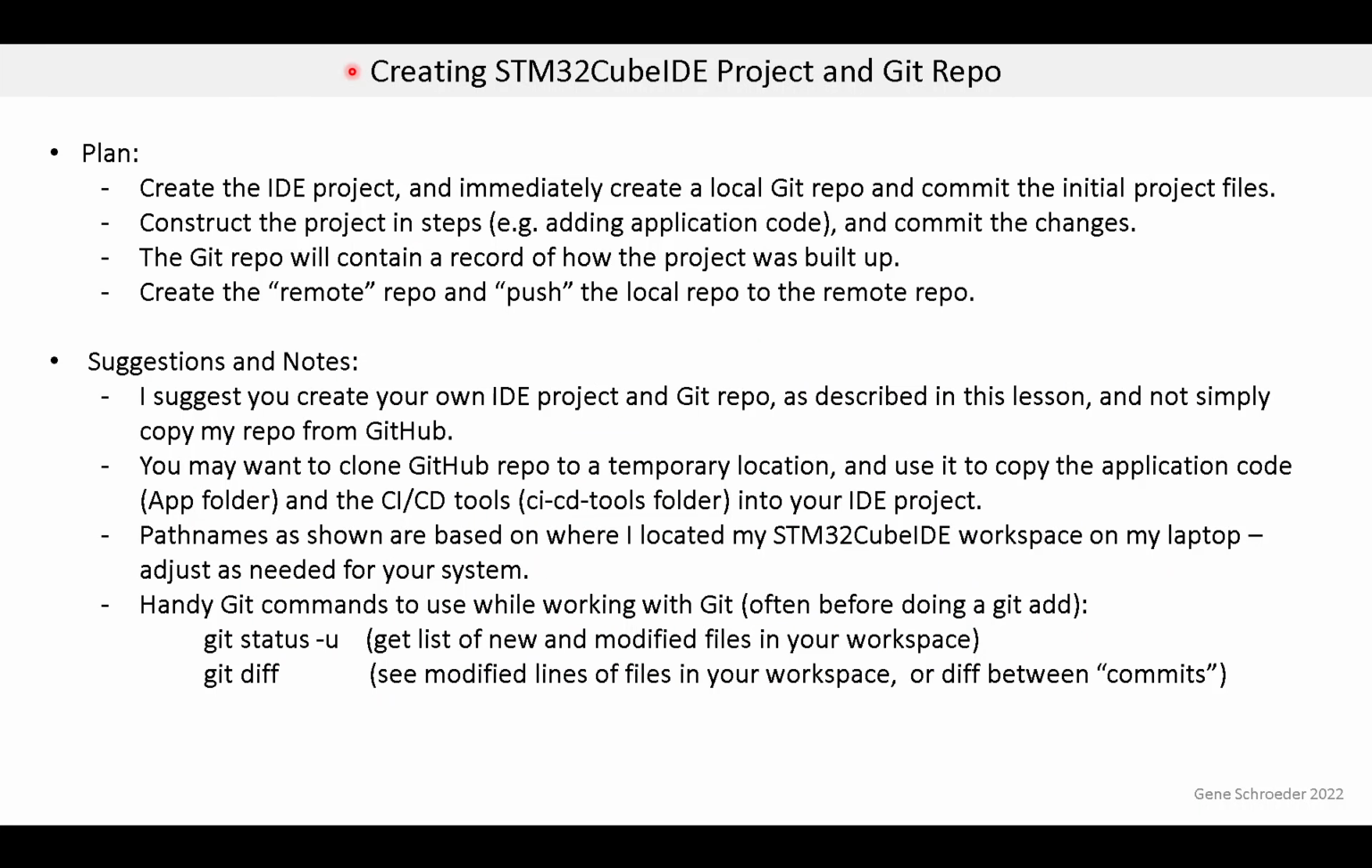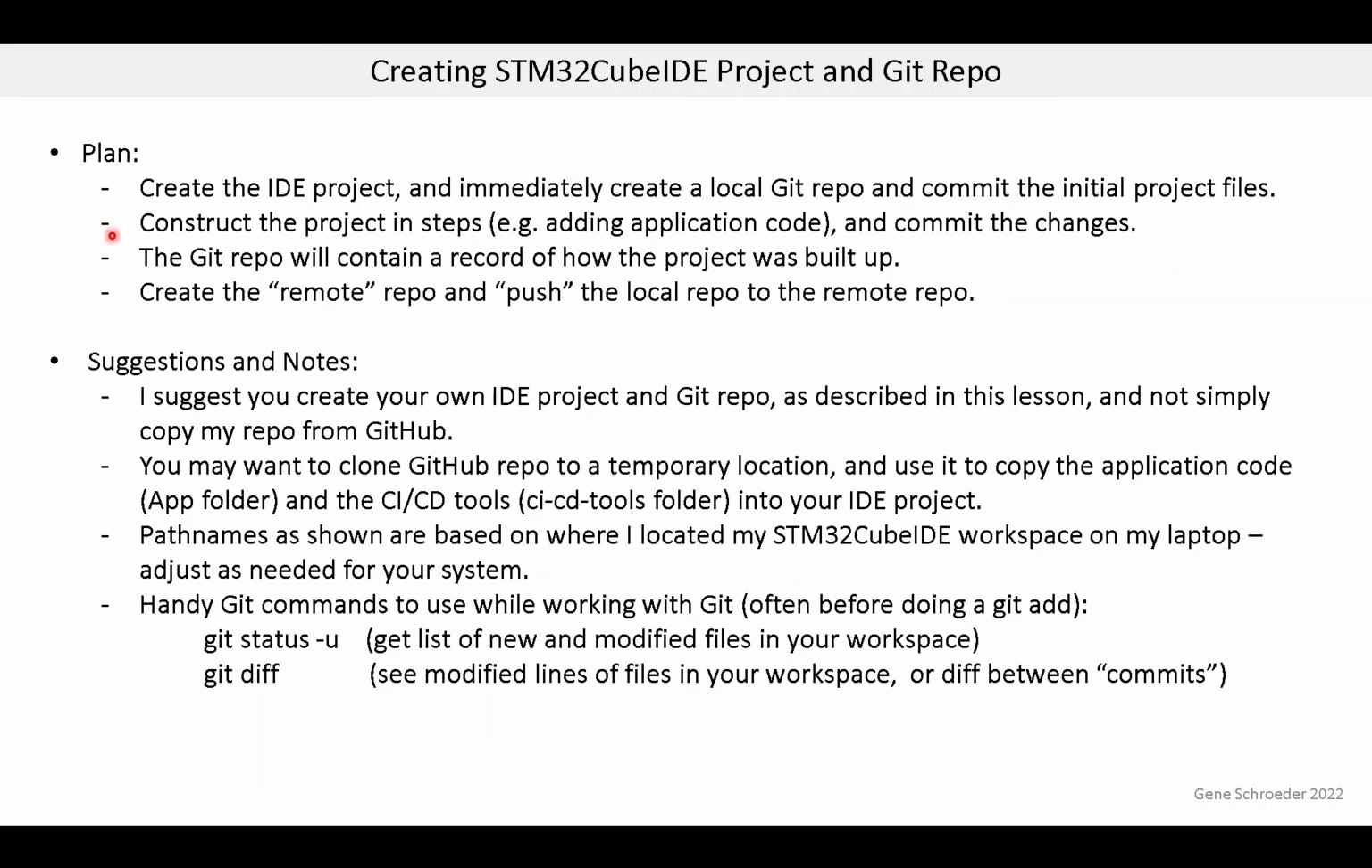So now let's create the STM32CubeIDE project and the Git repo. Now this could be done fairly quickly, but I'm going to do it in smaller steps to provide a little more of a learning experience. So this is the plan. We create the IDE project, and as soon as we've done so, we immediately create a local Git repo and we commit the initial project files to that repo.